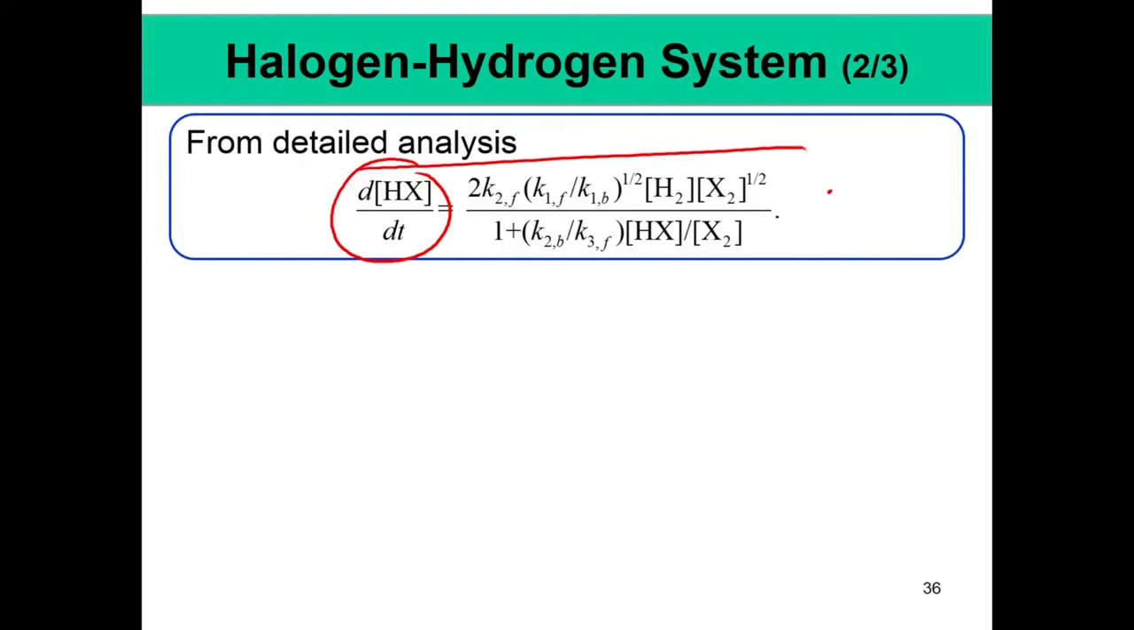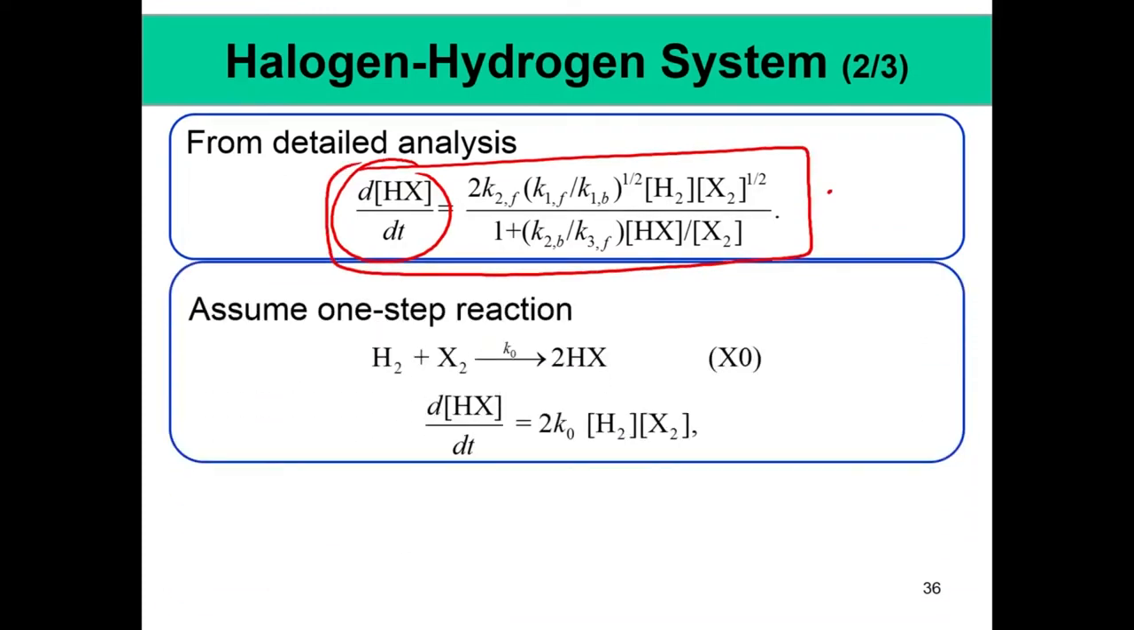So we see that d[HX]/dt is given by this complex form, which is this. Okay, now the thing is that if you had considered a one-step reaction, you would have got d[HX]/dt is nothing but twice K0, which is the overall rate constant, times [H2] and [X2]. And now you see the big difference between these things. You see the exponents of H2 is the same, fine, but this is 1, this is half. There is HX in the denominator here, there is no HX in the denominator here, there is X2 in the denominator here, there is no X2 in the denominator here, right. So all these differences, and this is a little bit complicated.